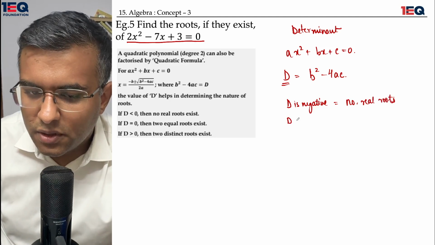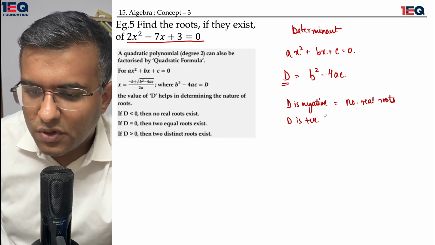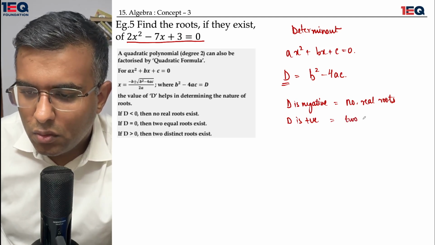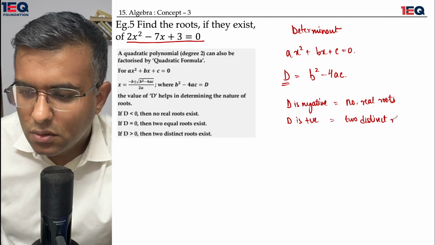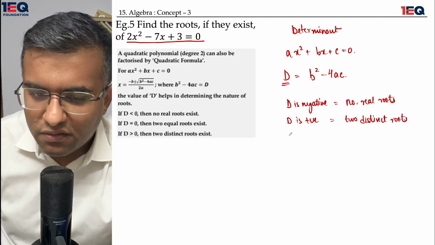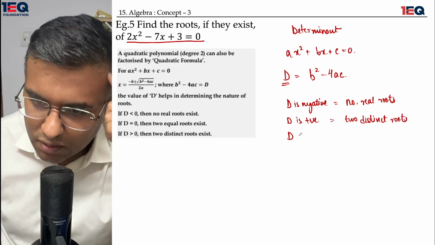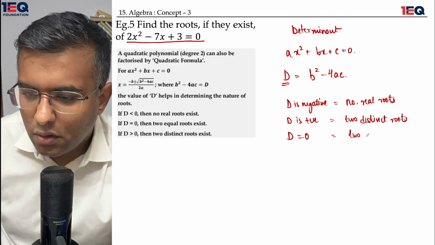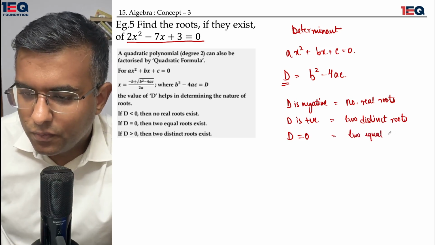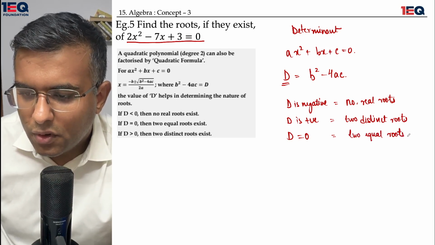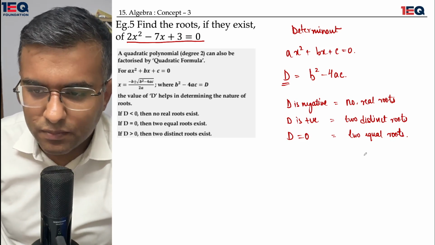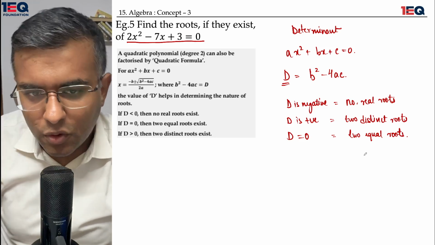If the determinant is positive, then I have two distinct roots. If the determinant is equal to 0, then I have two equal roots. So this is the standard form which I am talking about.